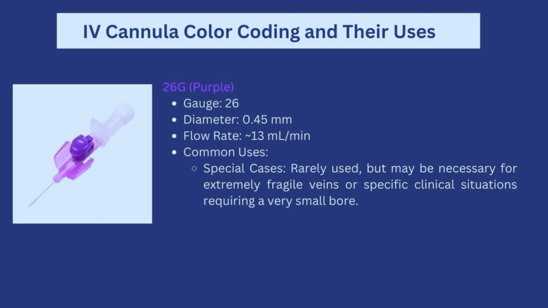Finally, we have the purple cannula, which is gauge 26 with a diameter of 0.45 millimeters and a flow rate of approximately 13 ml per minute. This is not a common cannula, you don't see it around a lot, and it is used for special cases when the vein is very fragile.